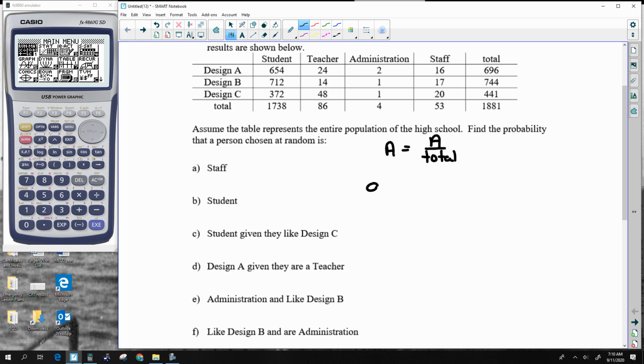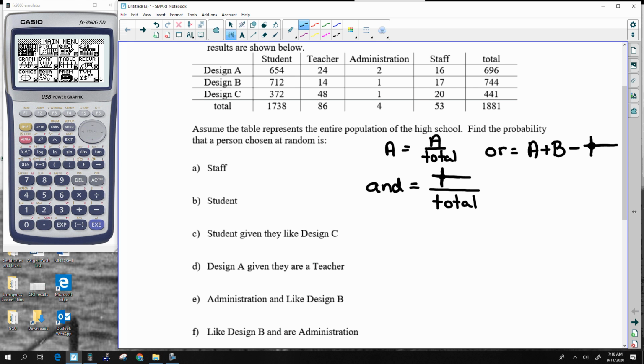The word and, A and B, for instance, that is going to be the intersection of where A intersects with B, and is the intersection out of the total. We have the word or, which is A plus B minus and, or aka the intersection. A plus B minus the intersection.